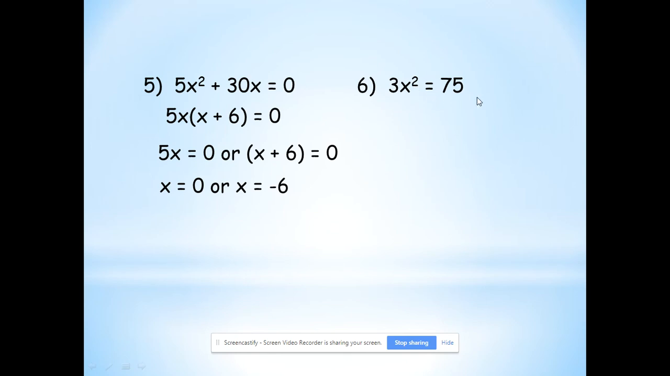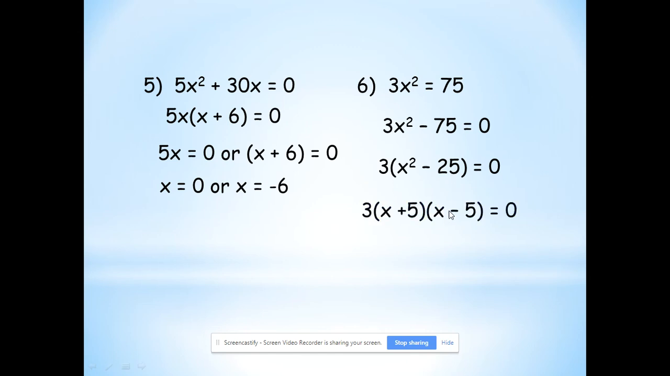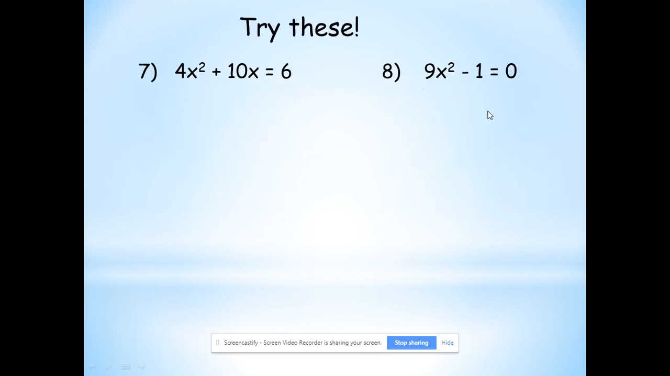3x squared equals 75. You're going to subtract 75 from each side, factor out a 3, and then x squared minus 25 is the difference of perfect squares. So you have x plus 5, x minus 5. Set each factor equal to 0, and you have x equals plus or minus 5. Try these two on your own and see how you do.